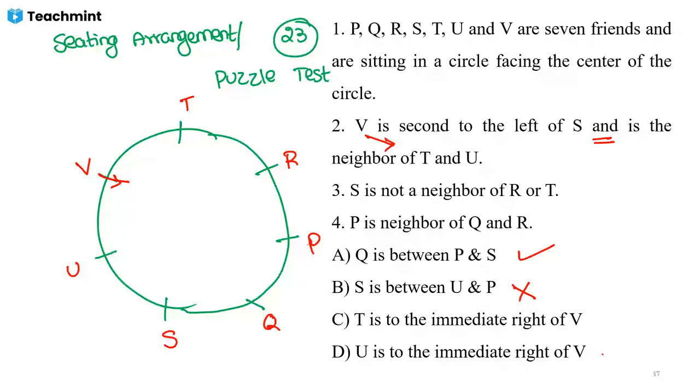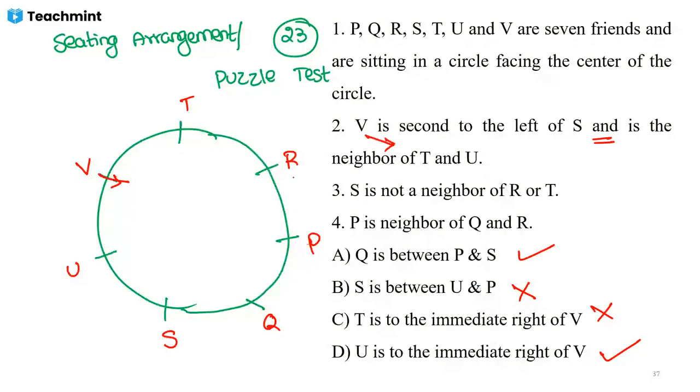U is to the immediate right of V, correct? Q is between P and S, correct? T is immediate right of V is wrong. U is to the immediate right of V. Yes, these two are correct. They give the options below: A and D correct, 1 and 2 correct, 2 and 3 correct, like that.